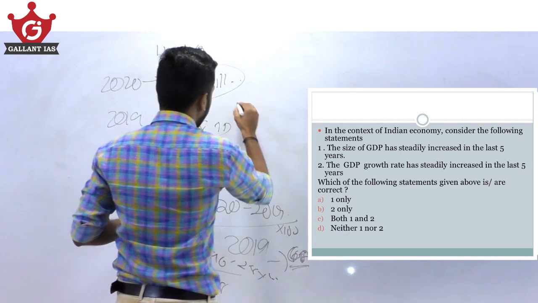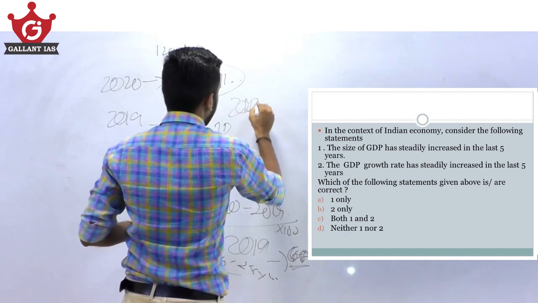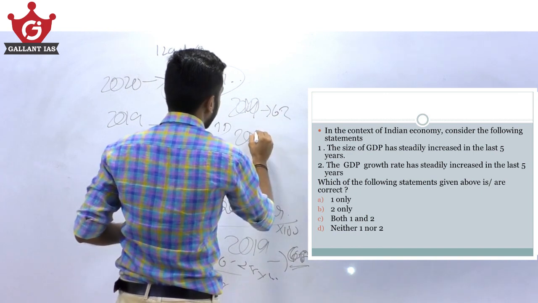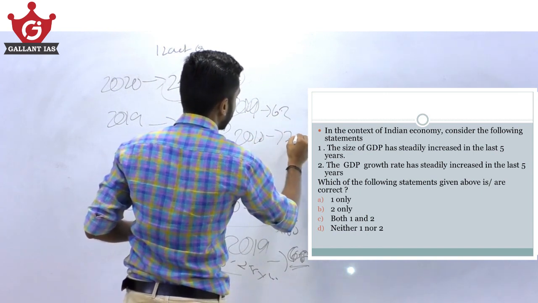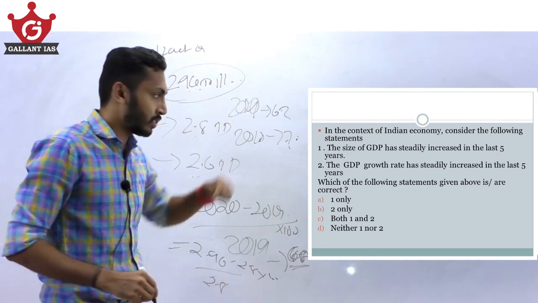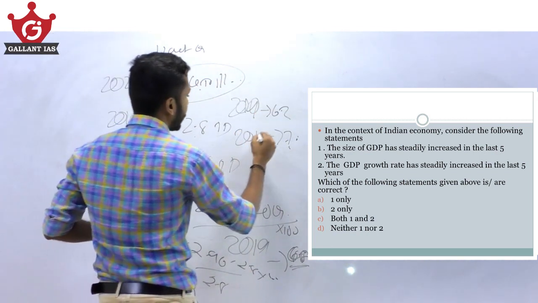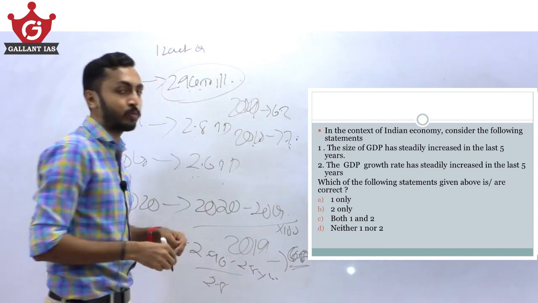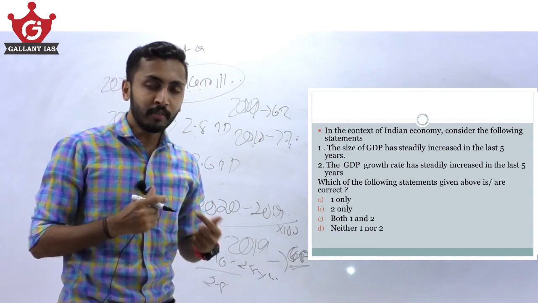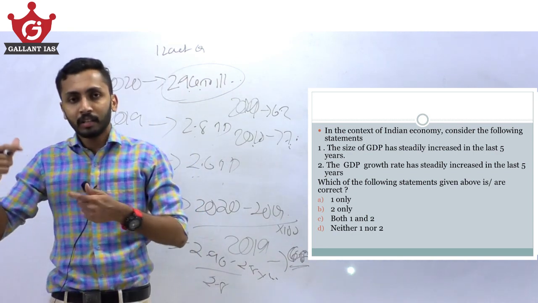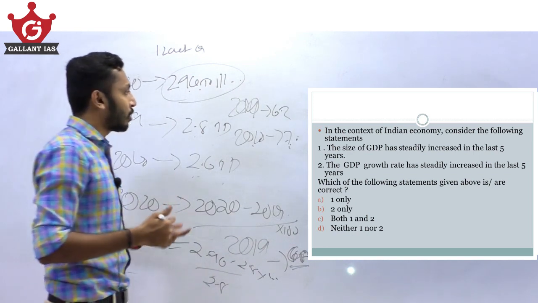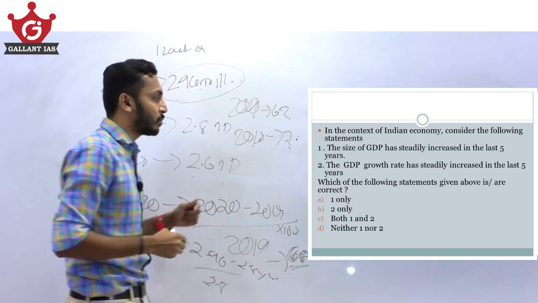And this growth rate in 2019 is 6.2. In 2018, this was 7%. So year by year, this growth rate is decreasing. 2018 7%, then 2019 6.2, the last year 4.8%. Even though the GDP size is increasing, the growth is fluctuating. Last couple of years, the growth rate is diminishing. So the second statement is wrong.